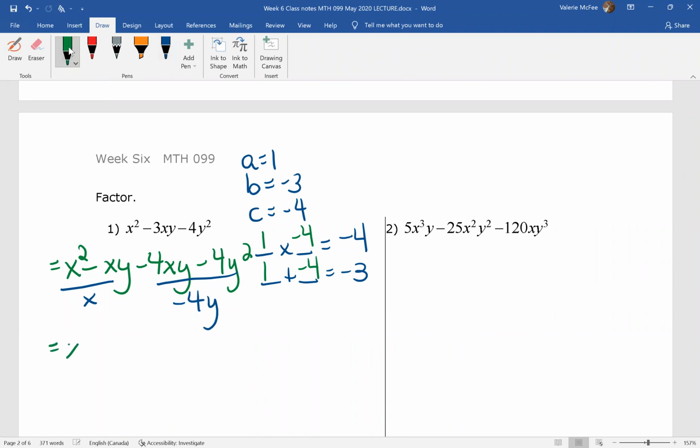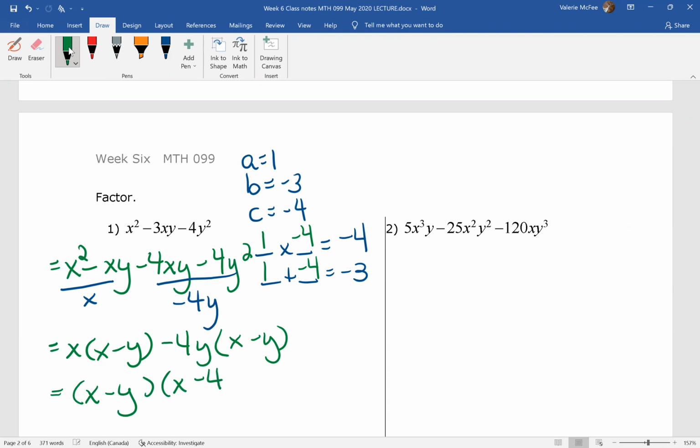And so we have x times x minus y minus 4y times x minus y. X minus y is common, times the quotient x minus 4y. I want you to pause your video and try the next one. Remember to look for a greatest common factor.